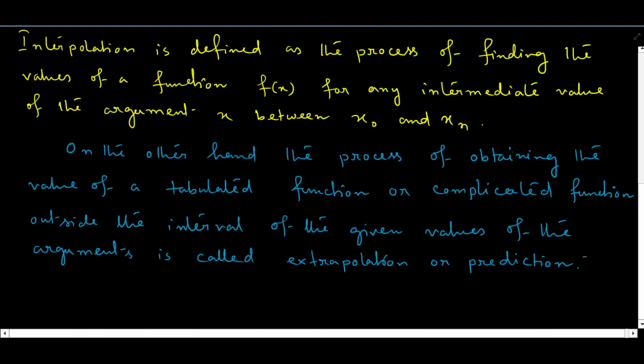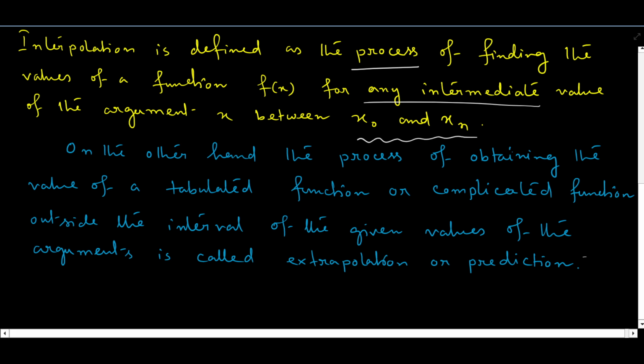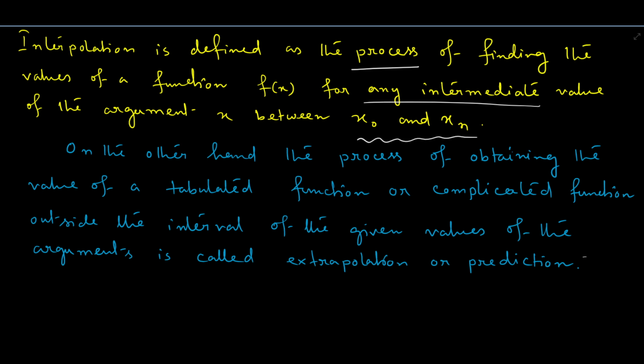Let us see what the definition says. Interpolation is defined as the process of finding values of the function for any intermediate values between x naught and xn. Between x naught and xn, we have so many values. If we want to find the value of y for those values, then that particular process is called interpolation.